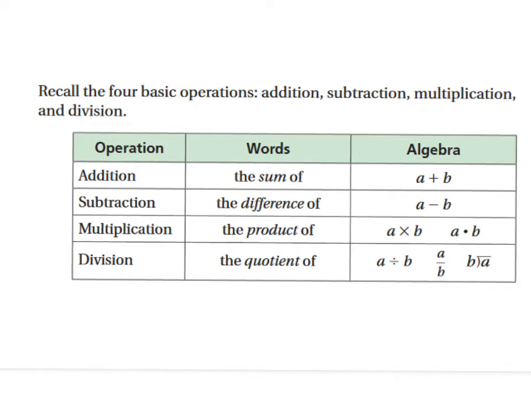Subtraction is the difference of, written as a minus b. Multiplication, the product of, written as a times b. And division, the quotient of, a divided by b, a as a fraction of b, or a under the radical sign with b as the divisor.